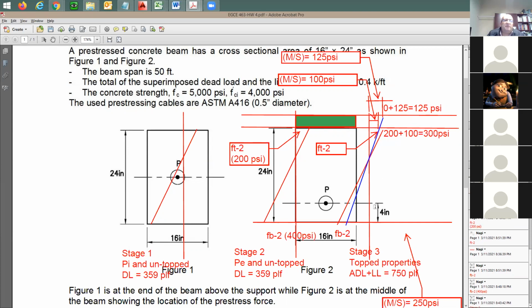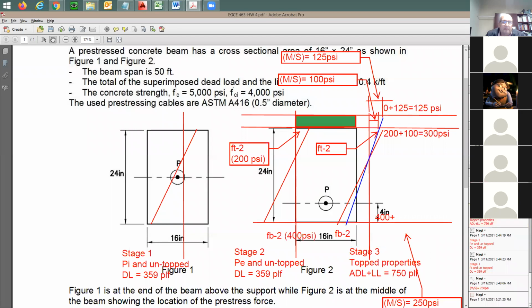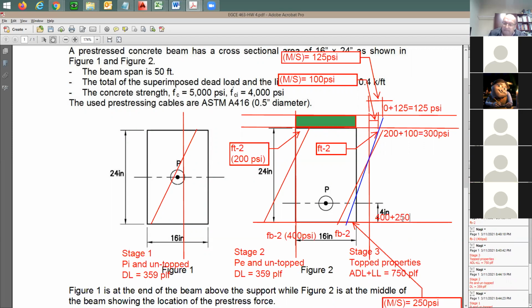Let me try this at the bottom. How much is the stress at the bottom from stage 2? Can someone read it for us? 400 psi. And how much is the stress from the blue distribution, just from M over S? 250. Total of 650 psi.